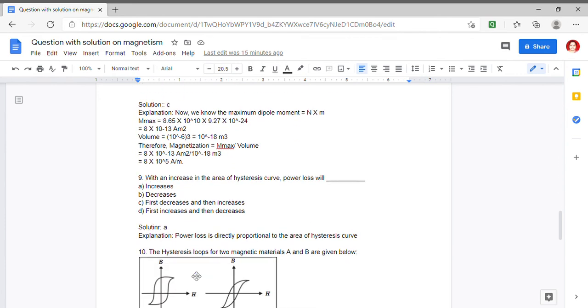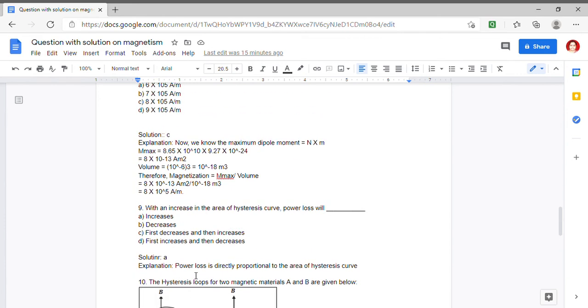The next problem is, with an increase in the area of the hysteresis curve, we have to find the correct option for the power loss. Since we know that power loss is directly proportional to the area of the hysteresis curve, in the given problem, as the area of the hysteresis curve increases, the power loss will also increase. That means the correct option is A.